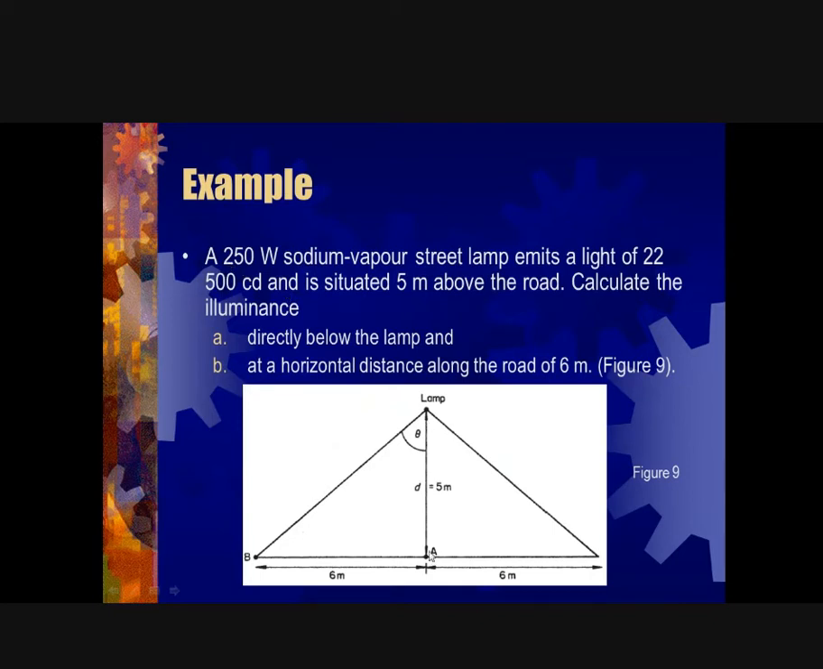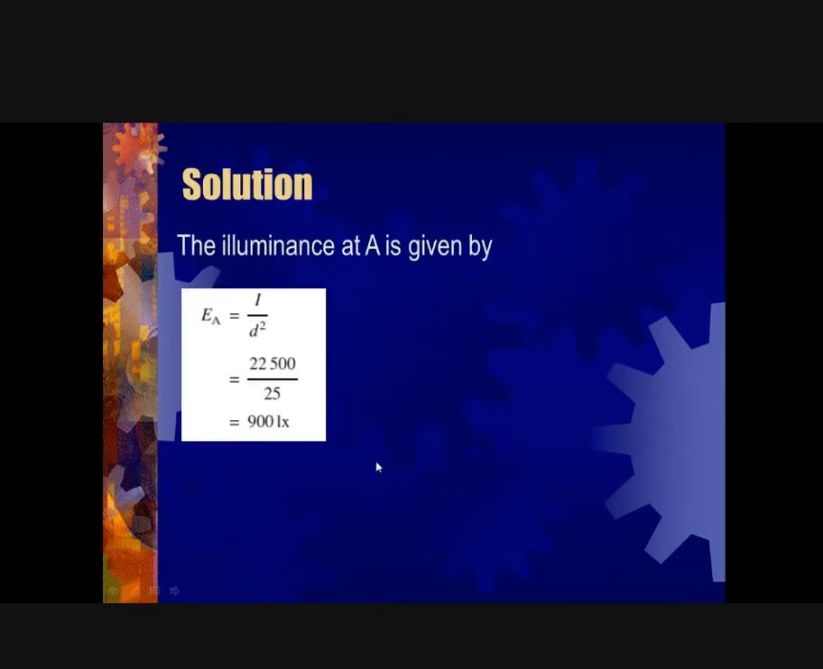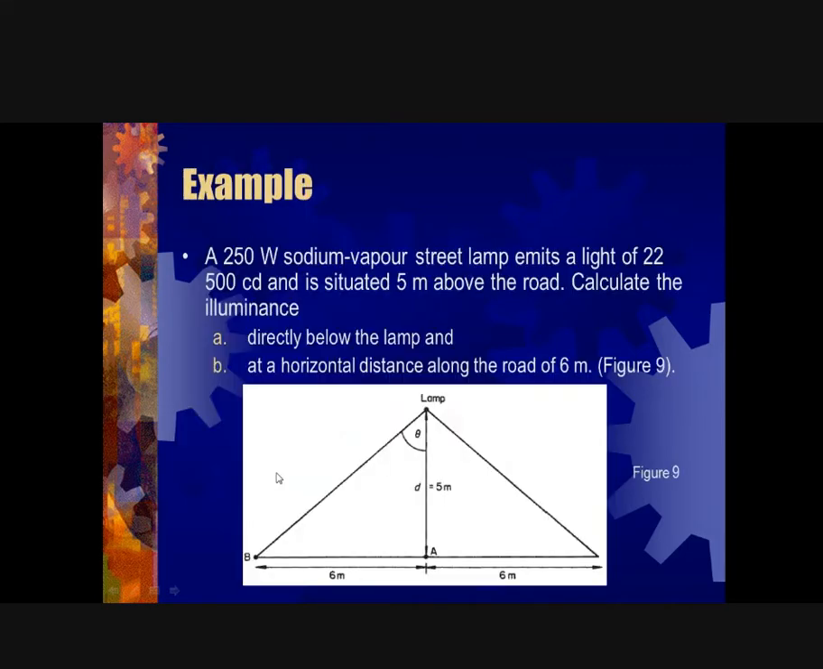This one we are moving at an angle. So we are saying a 250 watt sodium vapor street lamp emits a light of 22, I mean somewhere in this question, it should be 22.